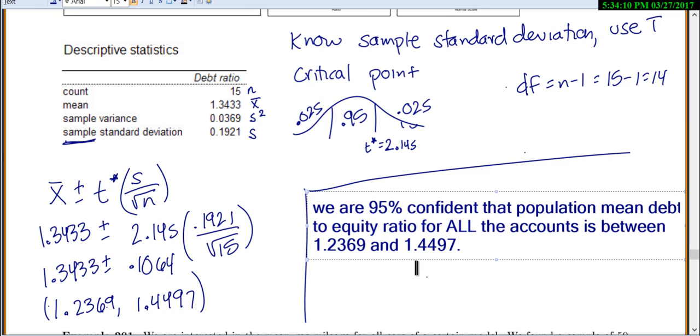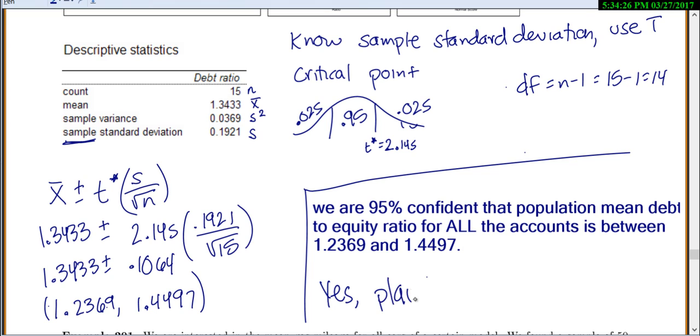So when I look at this, if we're 95% confident that mu is between 1.23 and 1.44, is it plausible that mu is less than 1.5? Yes, because that interval is less than 1.5. So yes, it's plausible that mu is less than 1.5. So they're doing good.